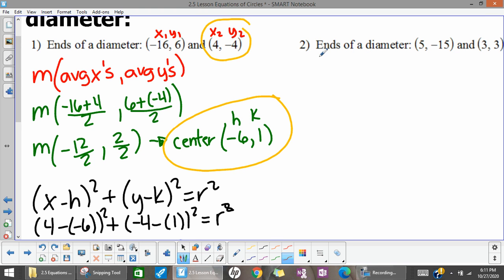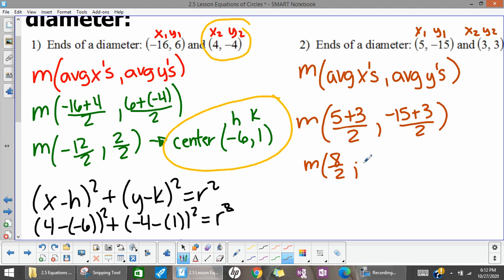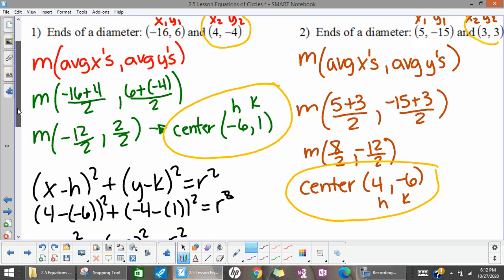I'm going to find the midpoint of my diameter by averaging the x's and averaging the y's. x1, y1, x2, y2. So I get 5 plus 3 over 2, -15 plus 3 over 2. And so my center is going to be (4, -6). That is my (h, k). So I'm going to now try to figure out r squared by using (h, k), and then one of my (x, y)'s. I'm going to use (3, 3). I like the smaller numbers. So I'm going to plug in 3 for x and 3 for y.